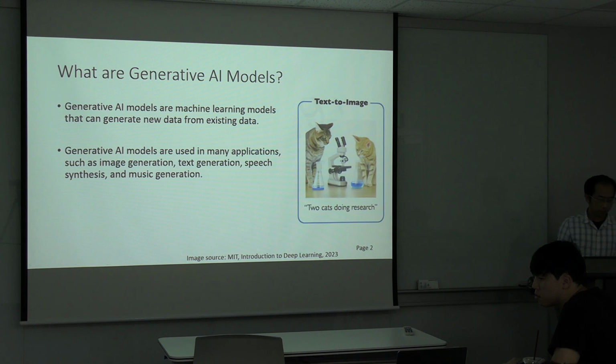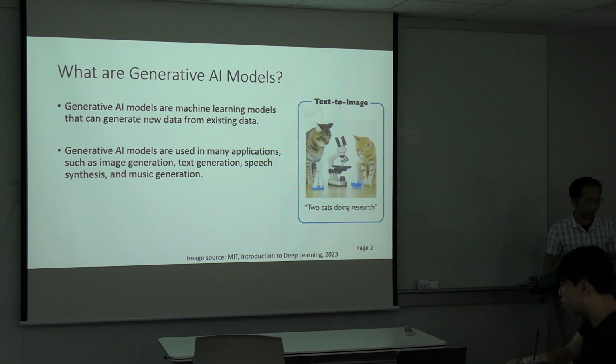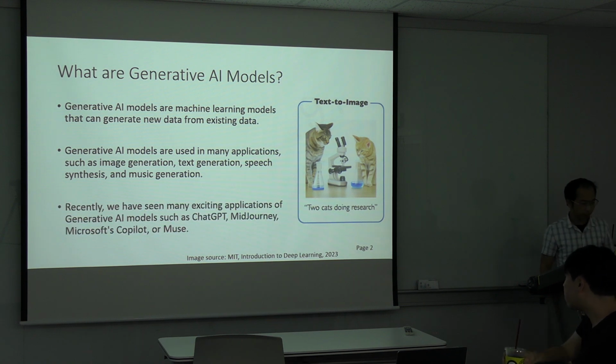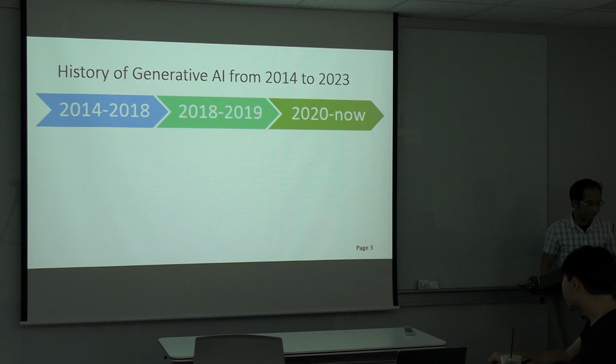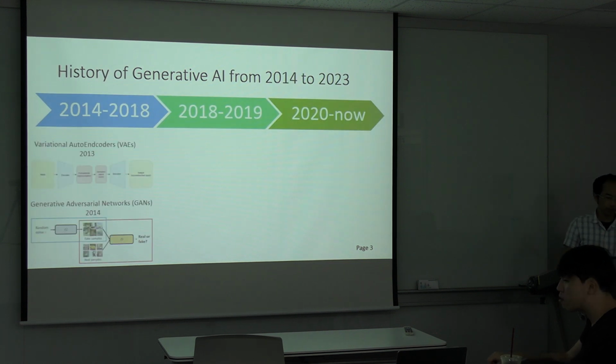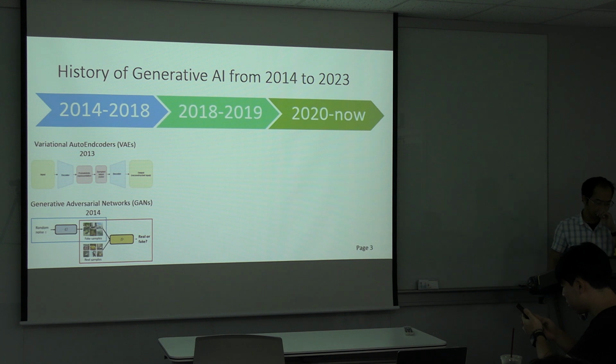Generative AI has been used in many applications that are very important in life, such as human brain image generation, speech and music generation, with many applications we see recently. In the history of generative AI, many models were developed, first from 2013 with the VAE and Generative Adversarial Networks, about 10 years ago. This kind of model can generate very high quality images.